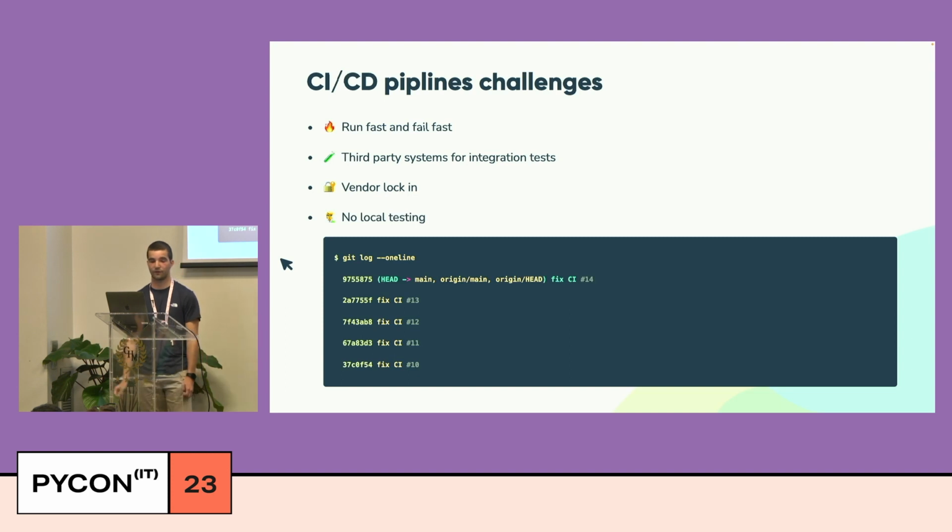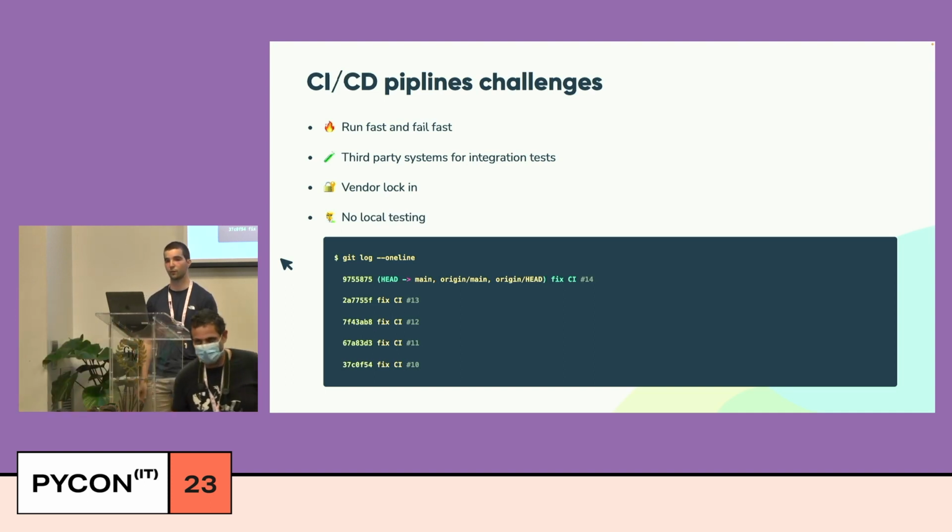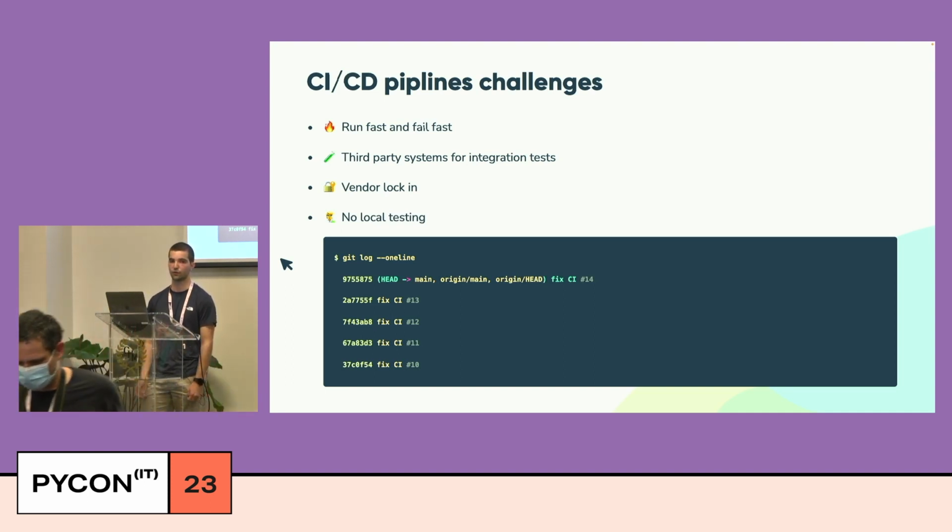Then you have the vendor lock-in. If you write some pipelines for GitHub using GitHub Actions, and you then want to move to GitLab or to another CI platform, you can't do it without entirely rewriting all the pipelines.